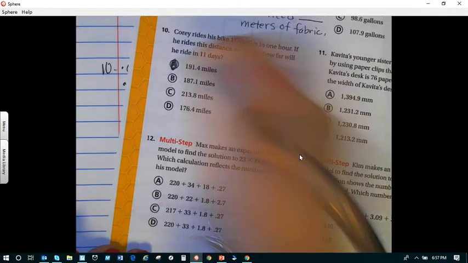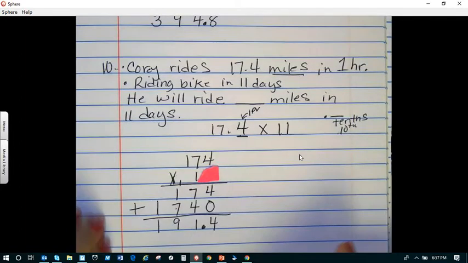All right, I had quite a few people ringing in and saying, you had trouble with number 12, so let's look at number 12. Max makes an expanded form. Isn't that what we did today? Expanded form model. Okay, to find the solution, 23 times 11 and 9/100. Okay, now which calculation reflects the numbers in his model?